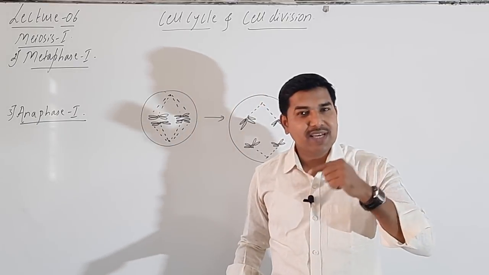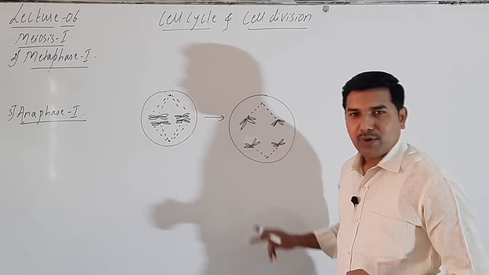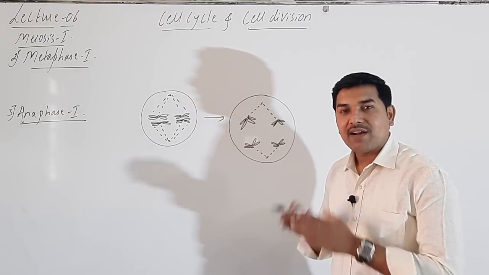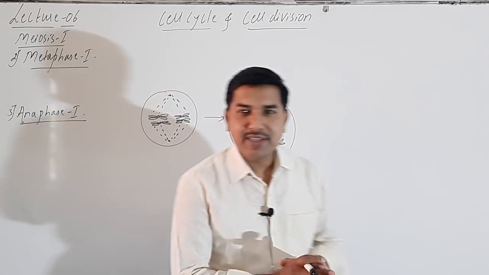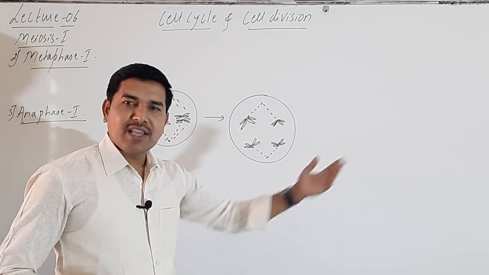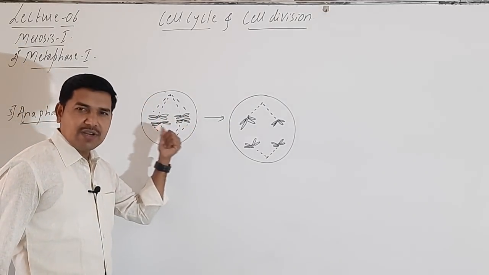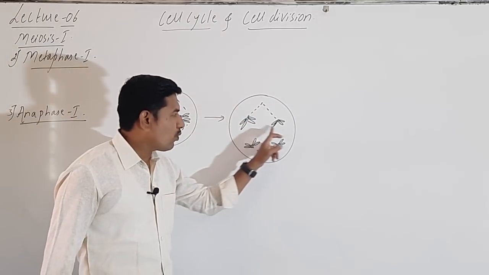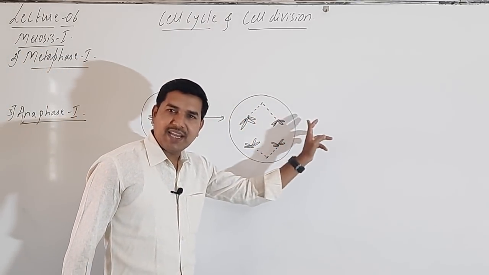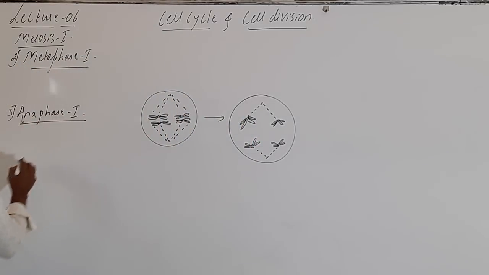That's why this is called what? Reductional division. Right? Reductional, because half of the chromosomes are found in each daughter cell. The 46 finally gets converted to 23. Right? So here we have 46, and here 23 will move. I have shown you only 2, but the rest will all be here. Right. Then what happens in the next phase? The fourth one.